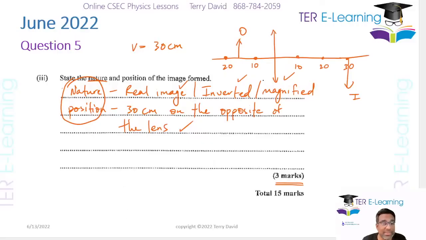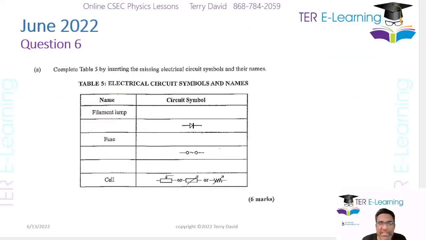All right, so that's it. That's question 5. Question 6 now. Some people got a little stressed with this one. They couldn't remember certain things. They gave us some electrical components, and they want to know the symbol for a filament lamp. So this is what it is. That's a filament lamp.